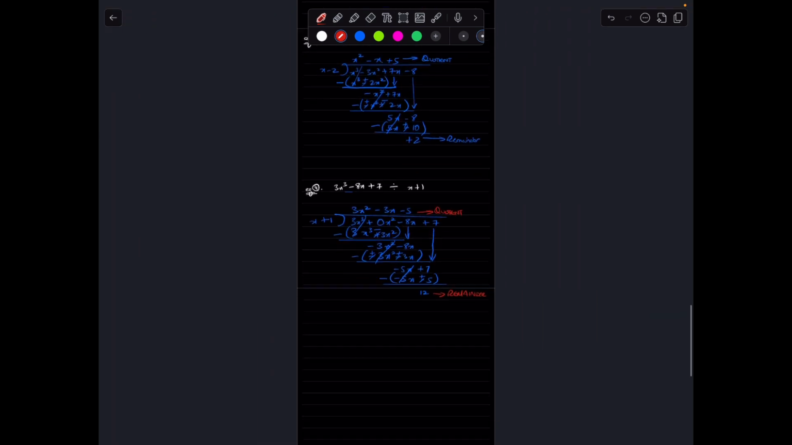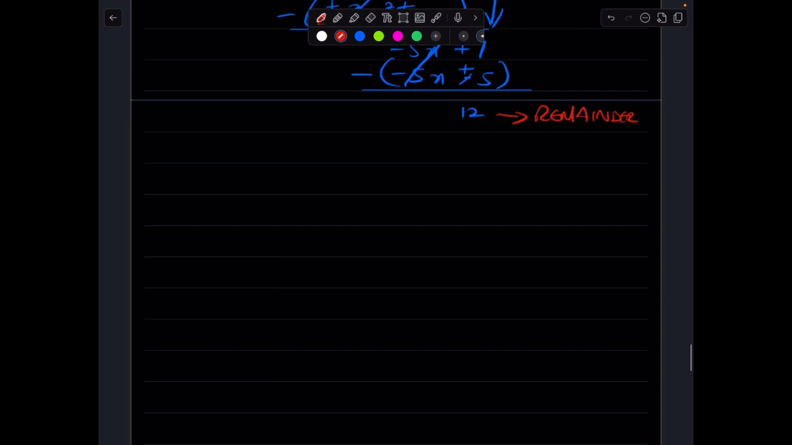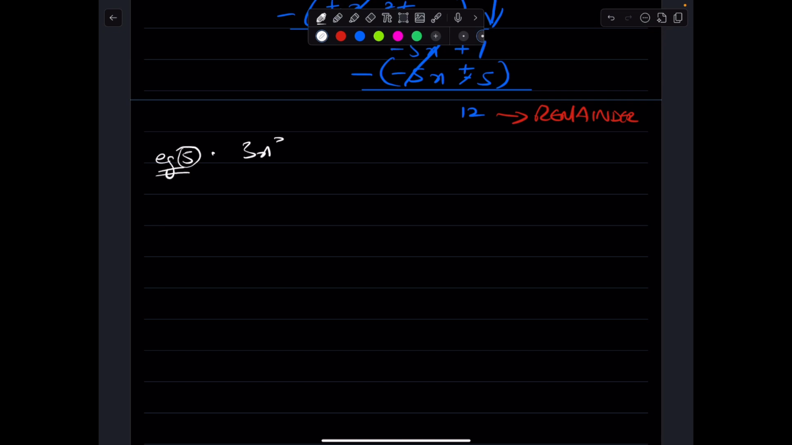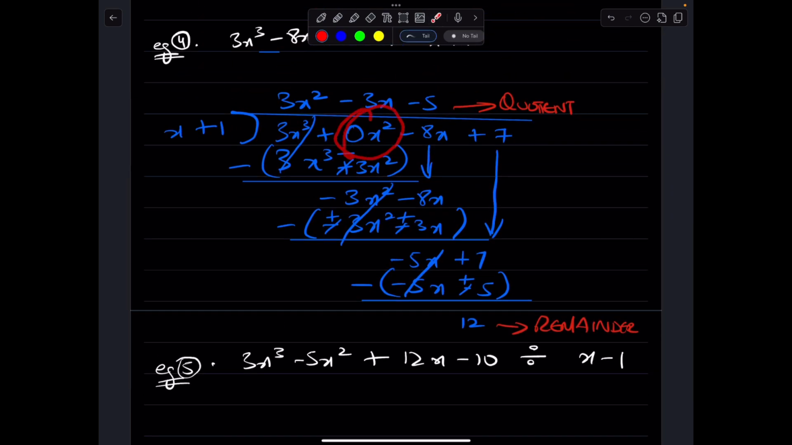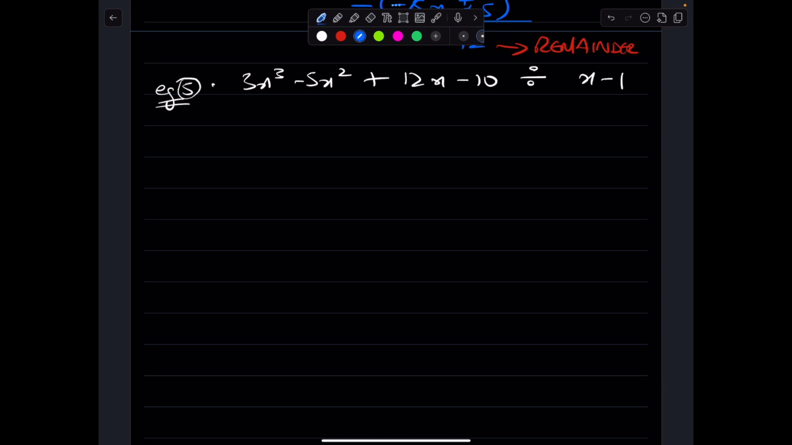Now finally, a last example is almost the same, but it's rather simpler. So as example 5, we have 3x cubed minus 5x squared plus 12x minus 10 divided by x minus 1. So no matter how long the equation is, the sequence of steps always remains the same. However, there might be some changes such as introducing a 0x squared or something else. But the sequence of steps always remains the same. We'll apply the same steps.